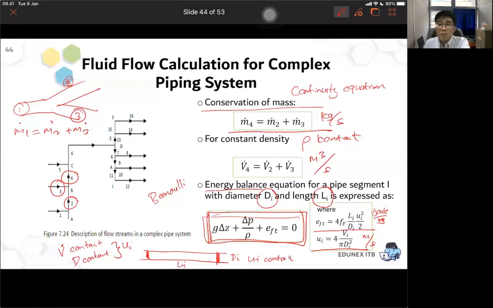So just remember this principle. However complex the system is, first, you need to apply the conservation of mass. The mass flow rate will be the same. Then if the fluid is incompressible, the density is constant, then the volumetric flow rate is constant. If the pipe diameter is constant, then the linear velocity is constant. Then you just need to use it in the Bernoulli equation.